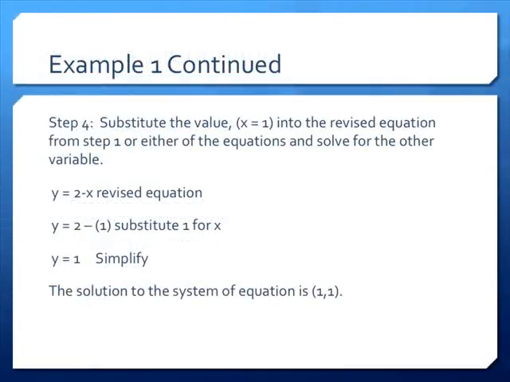So here's step 4. Substitute the value x equals 1 into the revised equation. Well, we have y equals 2 minus x, which is our revised equation. We substitute in 1 for x, and therefore we have y equals 2 minus 1. And therefore we get y to be 1 as our simplified solution. And the solution in the form of x, y is 1, 1.